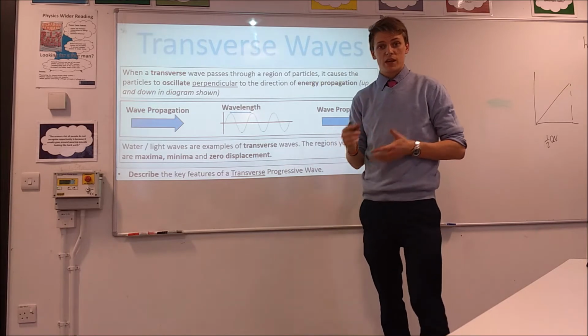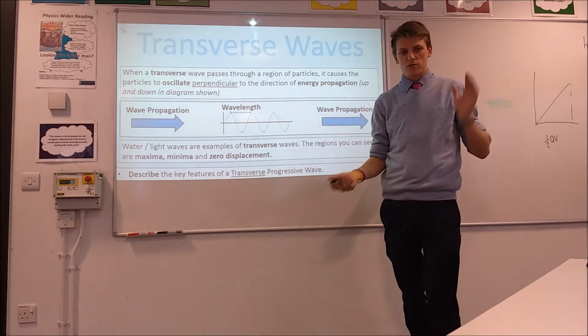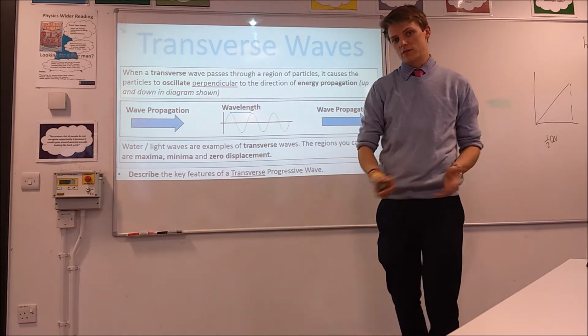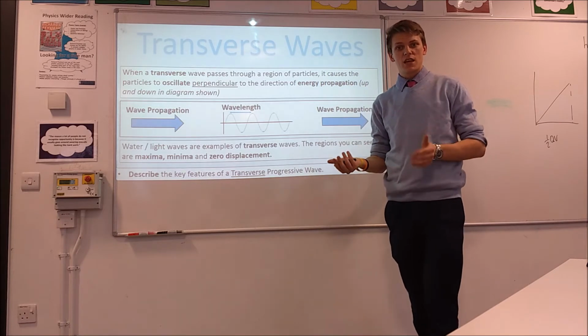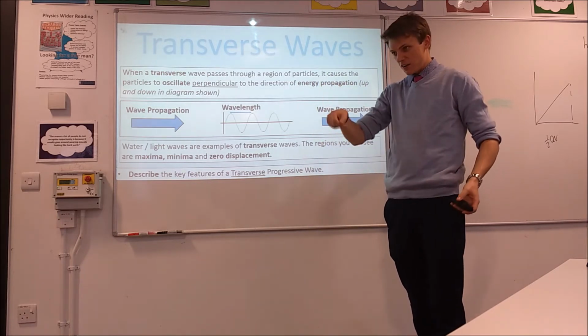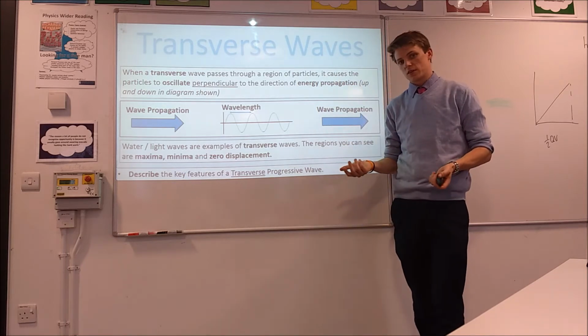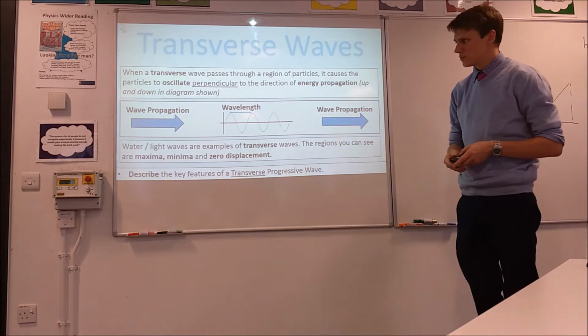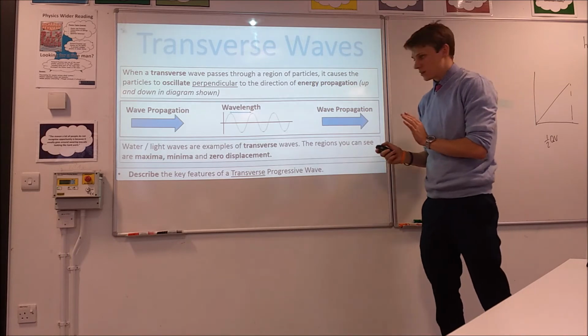Some examples being electromagnetic waves, so light, UV, radio, whatever, they're all transverse. Water waves that you see in the sea, those are transverse. If you have some string and go like this with it, that's going to make a transverse wave as well. So there's lots of examples of those. So let's dig a little bit more into those.